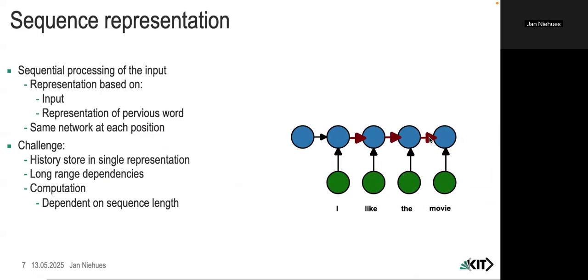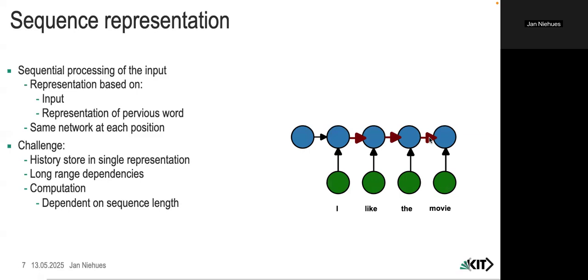And finally, you have the problem that your computation depends on the computation length. That's what we know. So you cannot just calculate all your hidden states in parallel. You have to do it one by one, and you can only calculate the last step when you have calculated all previous steps. So you cannot do everything in parallel.